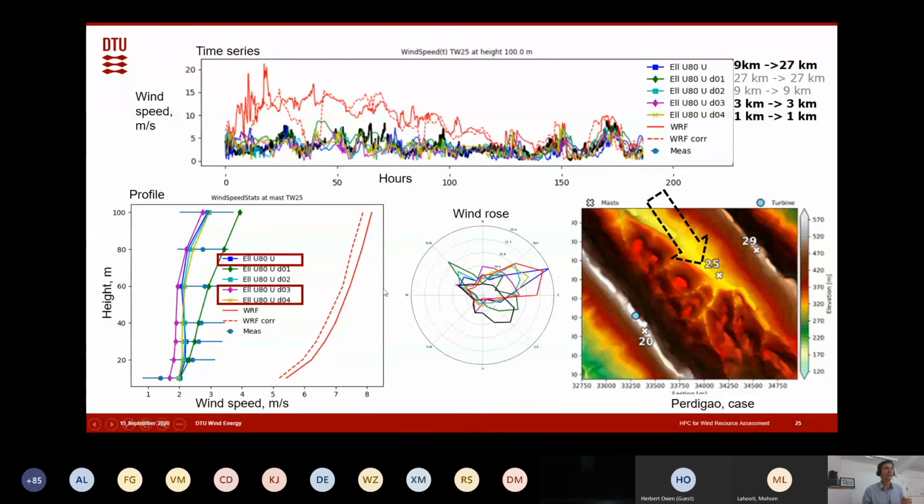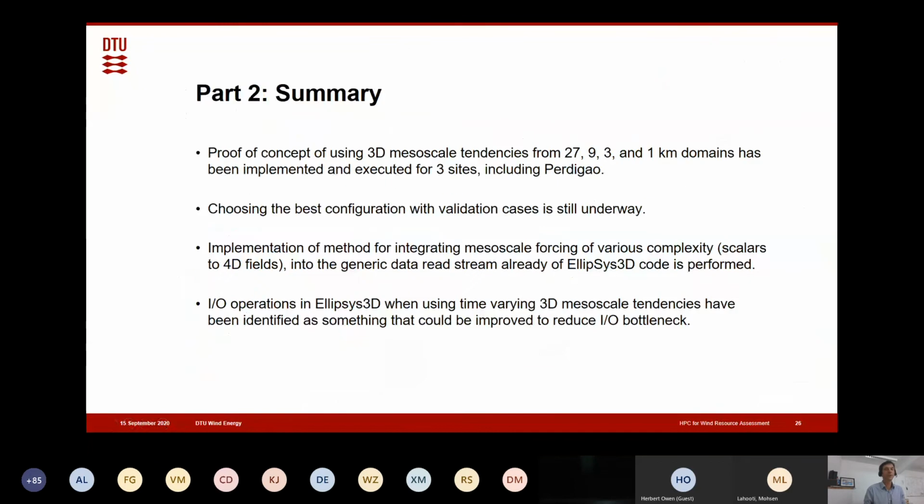So somewhat the ones that are looking better are these ones where you allow for more profile information, but maybe not too much. So this is still something to be found out and concluded on, I would say, at this stage. So the summary from this part 2 is that the proof of concept of using 3D mesoscale tendencies from the 27, the 9, the 3 and the 1 kilometer domains has been implemented and executed for 3 sites, including the Pedregal site. Choosing the best configuration with validation cases is still underway.